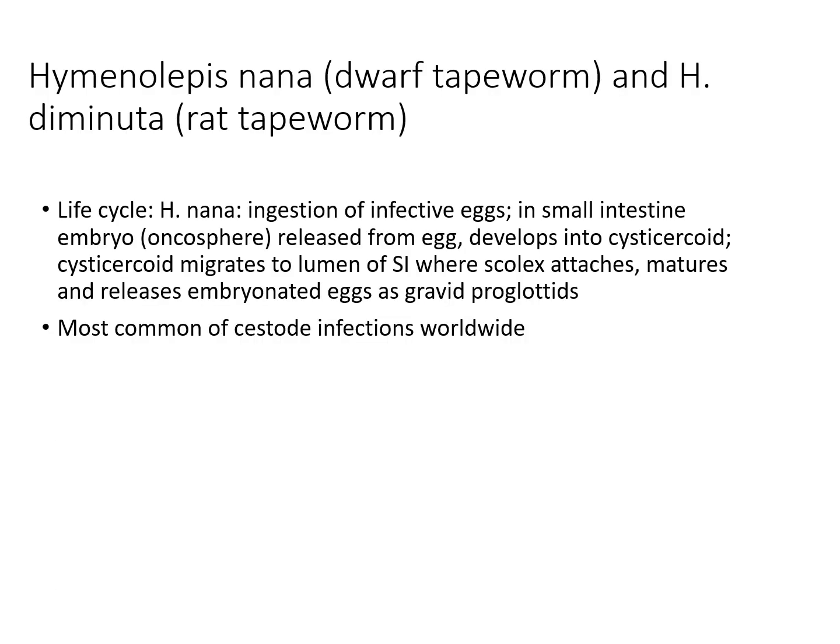The life cycle of the dwarf tapeworm begins with the ingestion of infective eggs. Once in the small intestine, the embryo is released from the egg and develops into a cysticercoid larva. This cysticercoid then migrates to the lumen of the small intestine where its scolex attaches to the intestinal wall, matures, and produces gravid proglottids that release embryonated eggs. The dwarf tapeworm is the most common cestode infection worldwide due to its direct life cycle and ability to autoinfect.